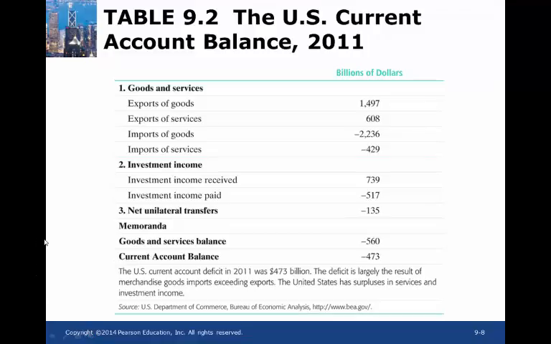So table 9.2 takes a look at the U.S. current account balance for 2011. You'll notice that we have a big deficit in terms of the trade of goods. We have a surplus, however, for the trade of services. So we export more services than we import. Investment income and unilateral transfers are a much smaller component. Overall, our current account balance is negative by just under $500 billion.